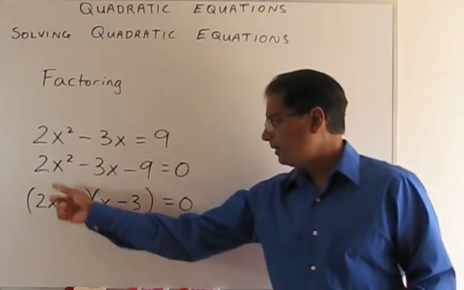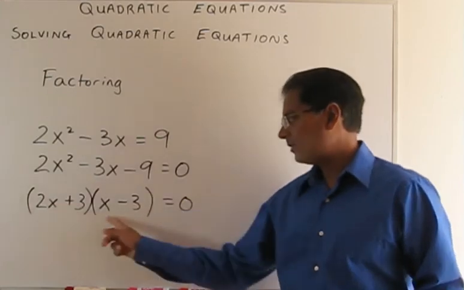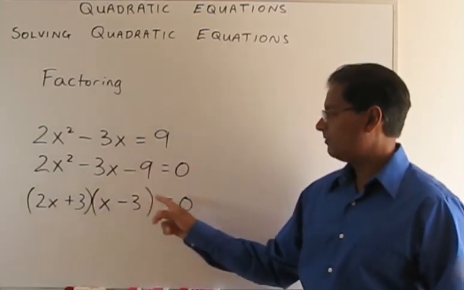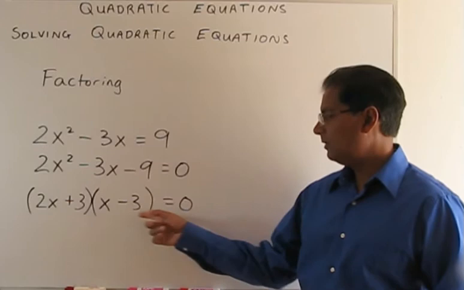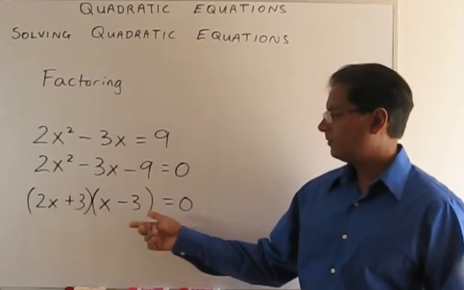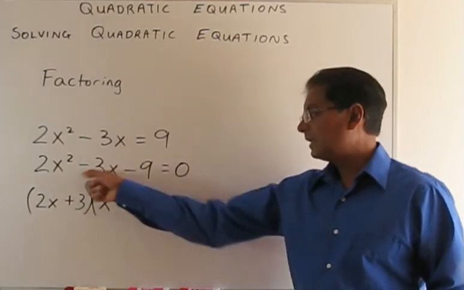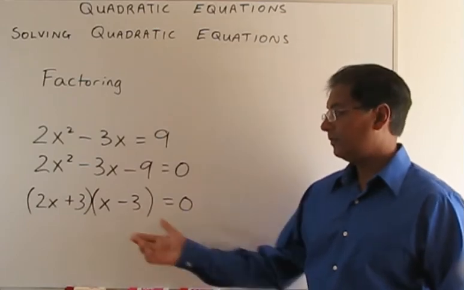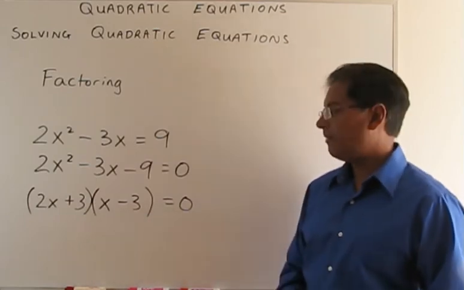You have to verify the factors of 2x squared are 2x and x. The factors of negative 9 that will give you the negative 3 would be plus 3 and negative 3. And when you FOIL this out, you get a negative 3x in the middle. So you'd have to verify that this is the correct factoring.